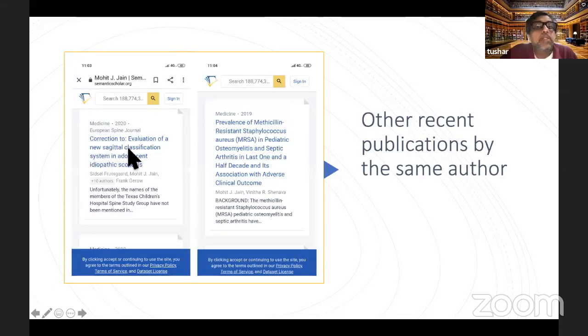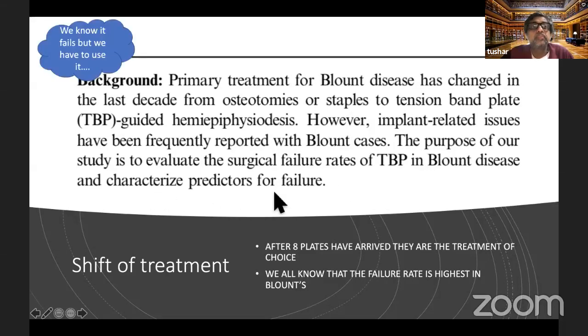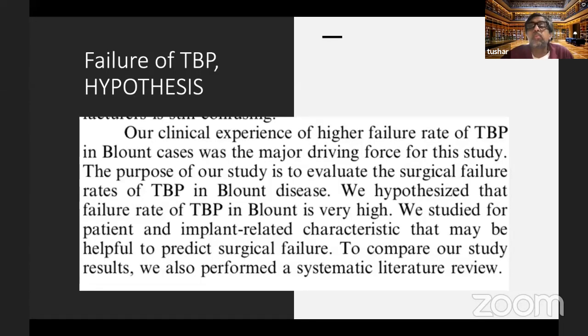And these are the other publications of Mohit Jain, very heavily published this year, but on diverse topics like adolescent scoliosis, osteomyelitis and septic arthritis. The background of this study was that ever since Peter Stevens came, we are biased towards using 8 plates as the treatment of choice for angular deformities. And we also know they have a very high failure rate in Blount. So they thought we should characterize the predictors of failure. We know it fails, but we have to use it, so let's assess what to do about it.